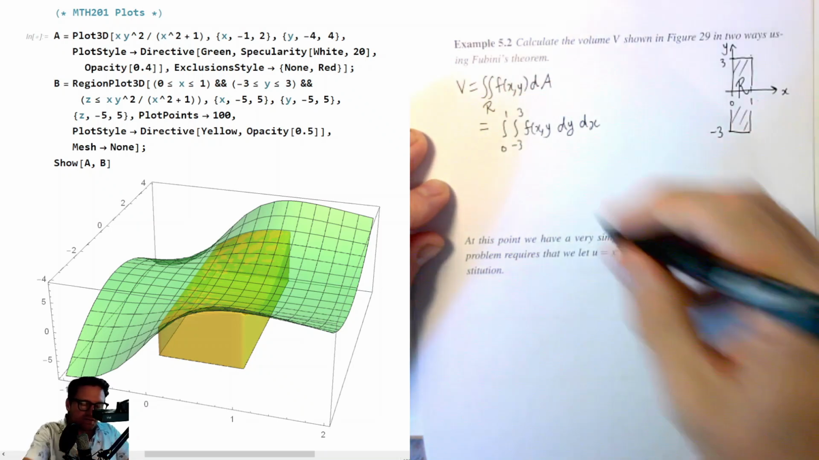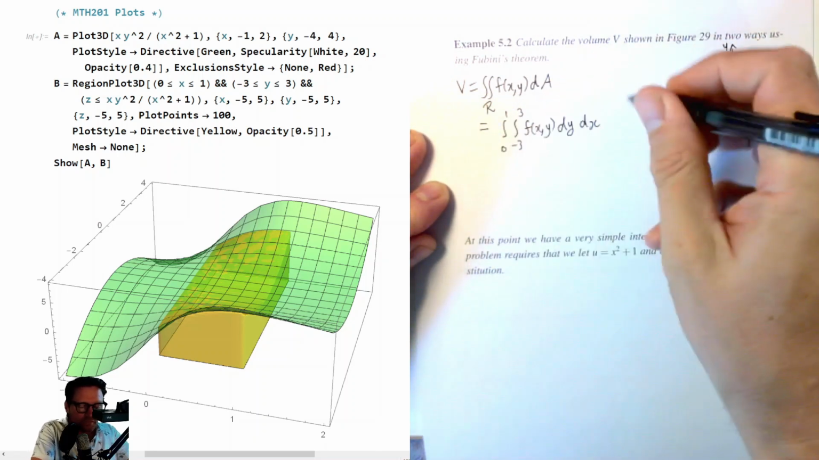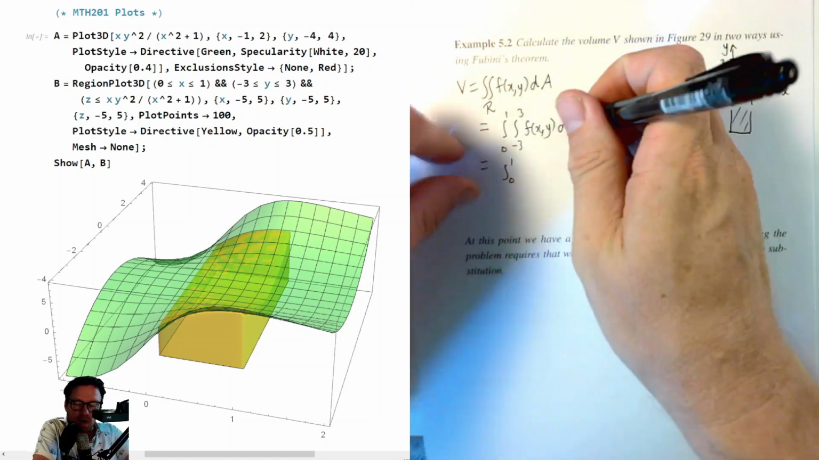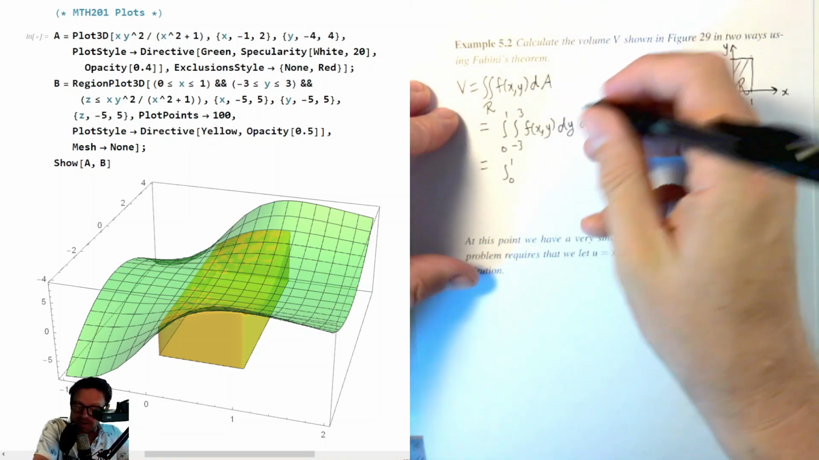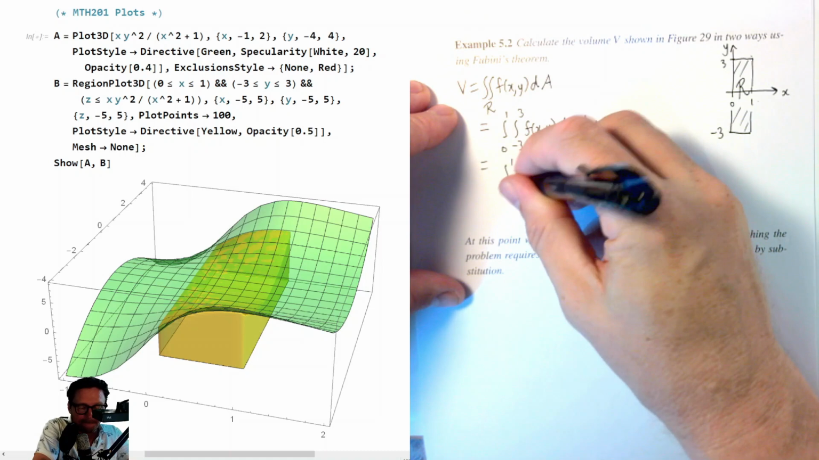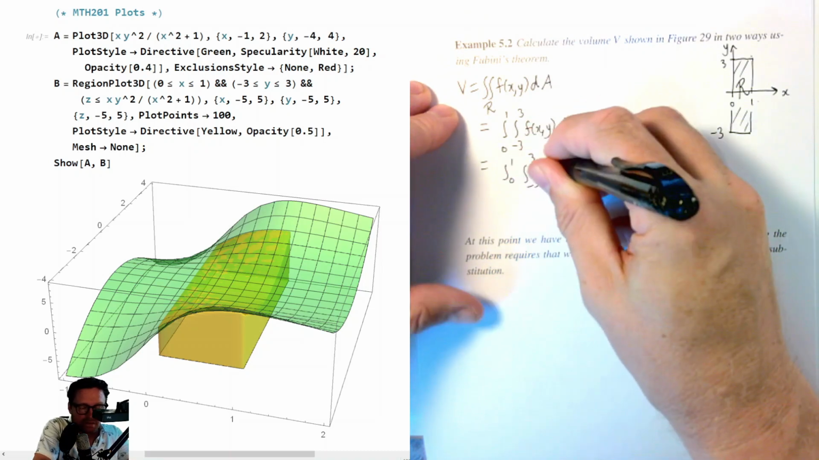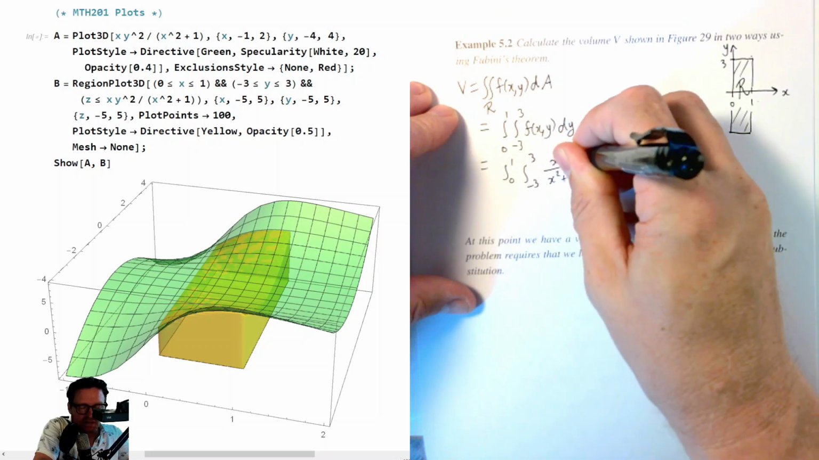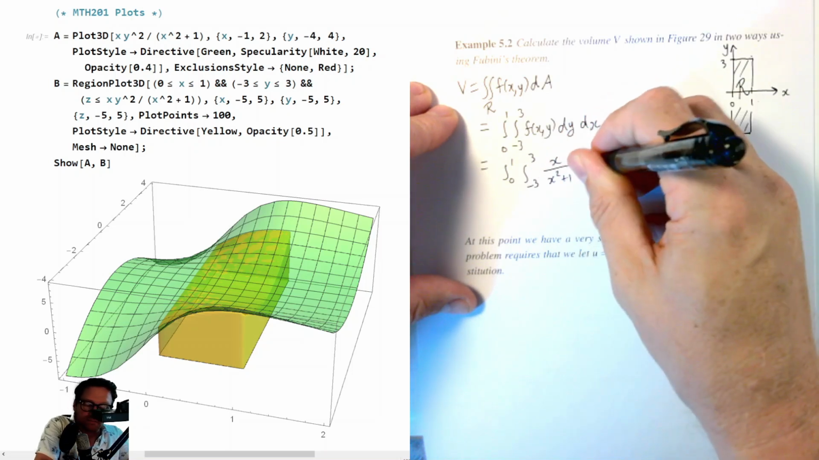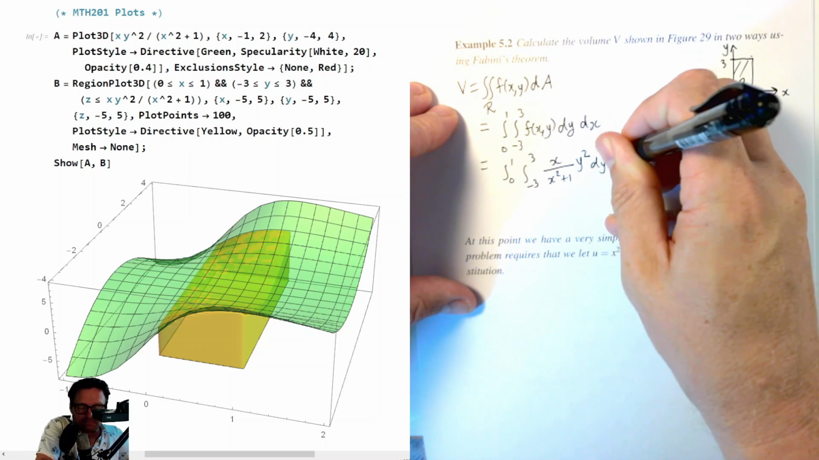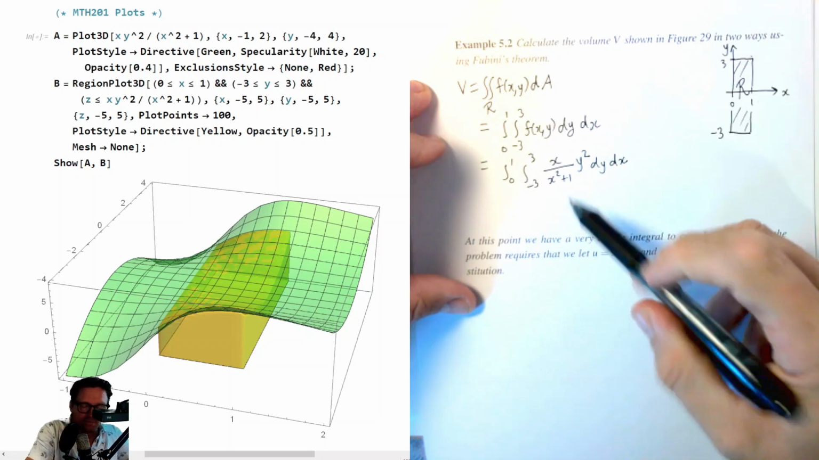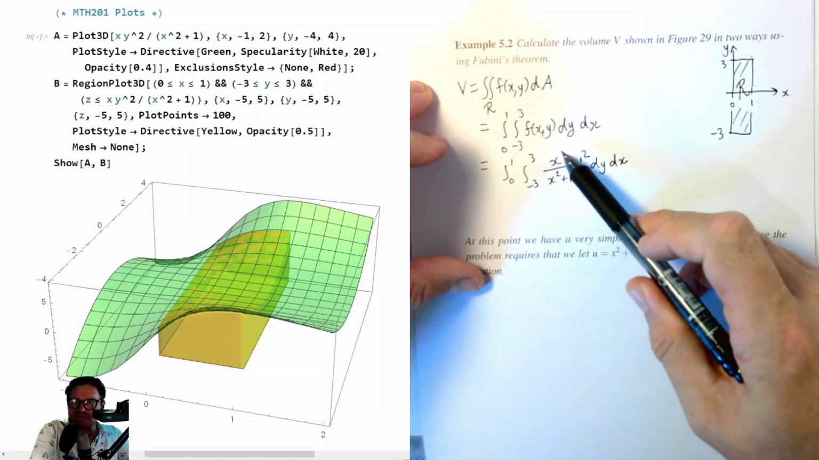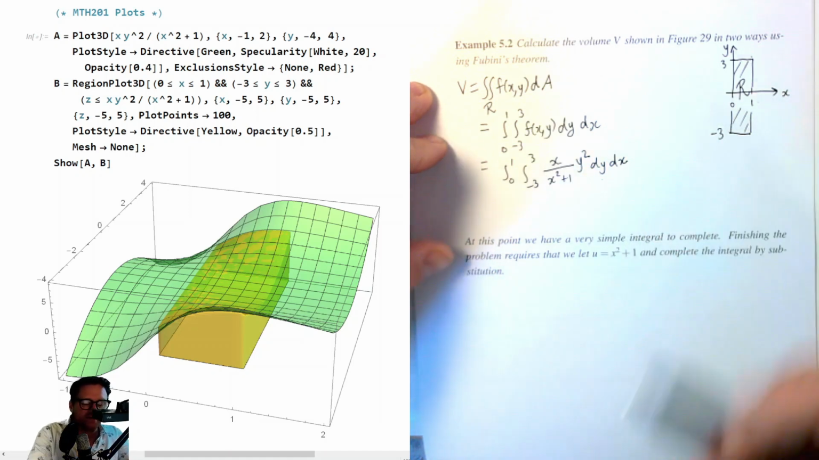All right, now the function is x y squared over x squared plus 1. But we'll write this as x over x squared plus 1 times y squared. Now remember, integrating this with respect to y means that we're treating x as a constant in that integration.